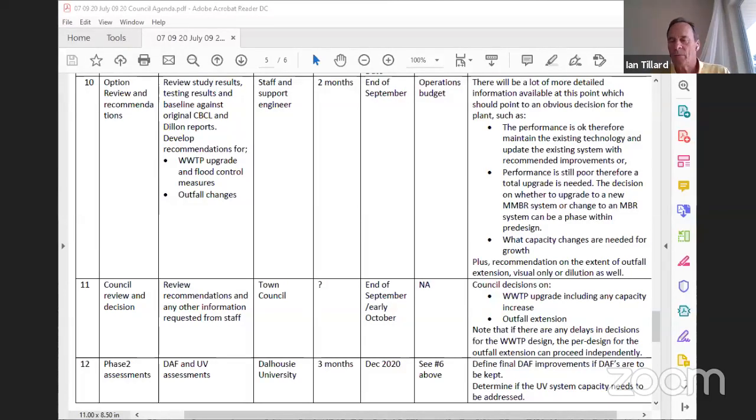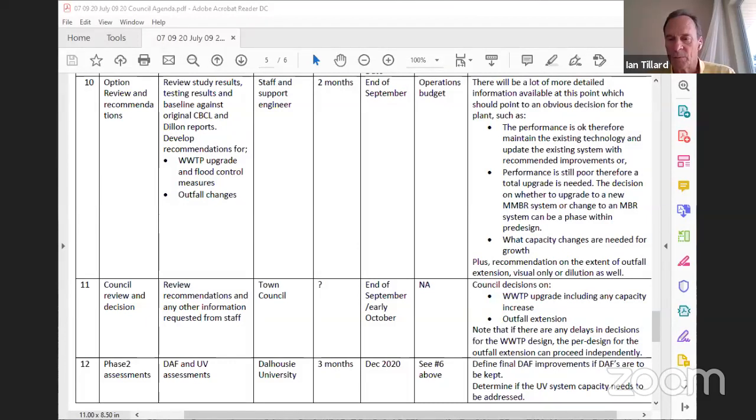So those are the type of recommendations that will come out of staff and any support engineering people that we've got, and we're looking at having that in front of council towards the end of September. And then of course council has to review the recommendations and make decisions on the upgrade, including what we're going to do with capacity, although maybe we know that before in terms of capacity, and what we're going to do with the outfall extension.